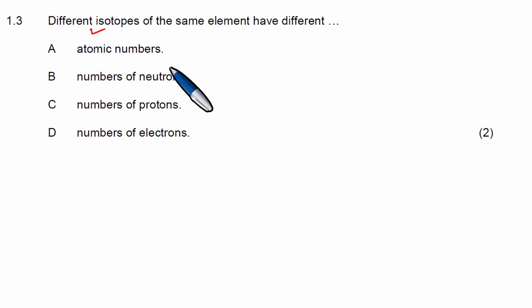Okay, so at this point, obviously we are learning. Yeah, well done. You're really smart. Give B. So different isotopes of the same element have different numbers of neutrons. Different isotopes of the same element have different numbers of neutrons. Okay, so we continue. Right, next question.